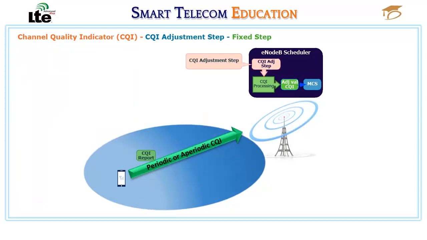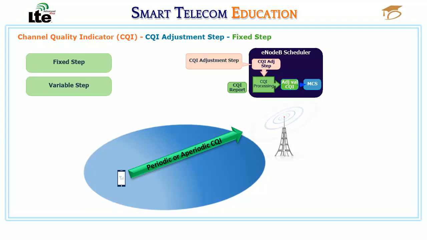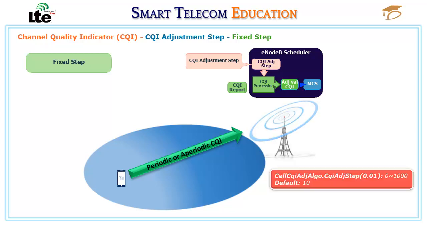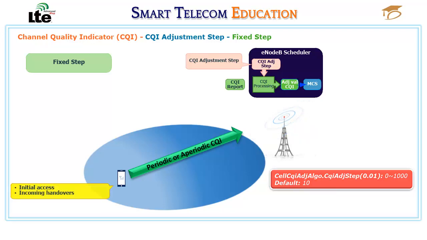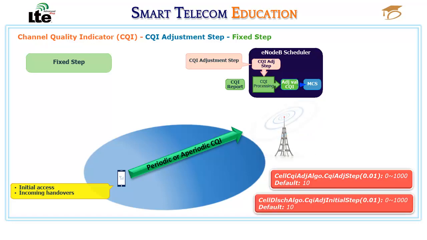The CQI adjustment algorithm adjusts the reported value in steps to maintain the coherence between the reported CQI and the RF channel quality changes. The adjustment step can be a fixed value, variable, or adaptively variable. The eNodeB can fix the CQI adjustment step to the CQI adjustment step parameter. For UEs during initial access or incoming handovers, the CQI step can be fixed to the CQI adjustment initial step option of the cell downlink scheduling algo parameter.